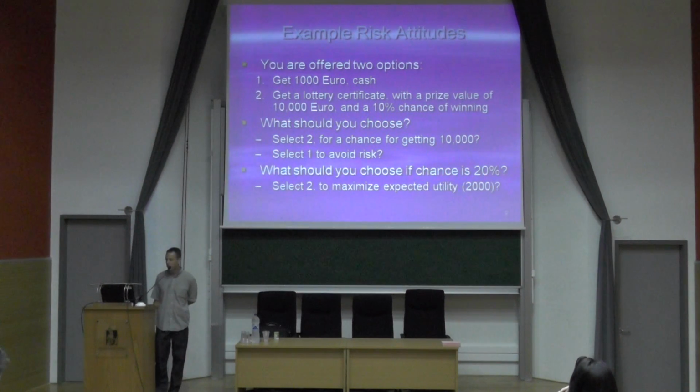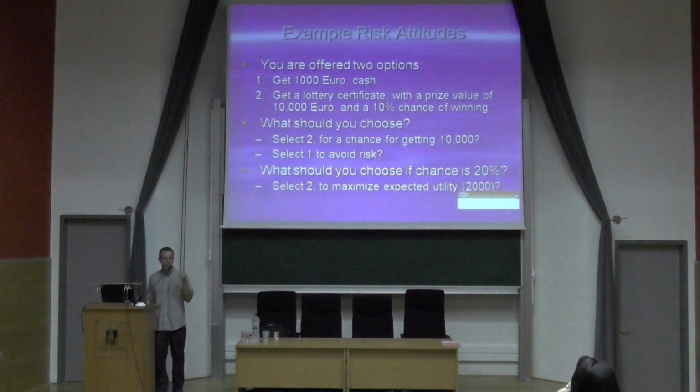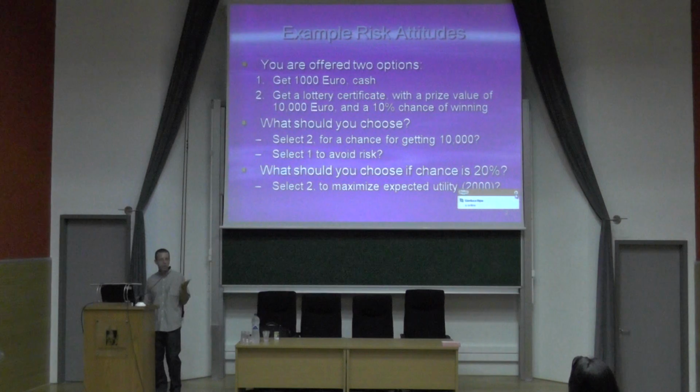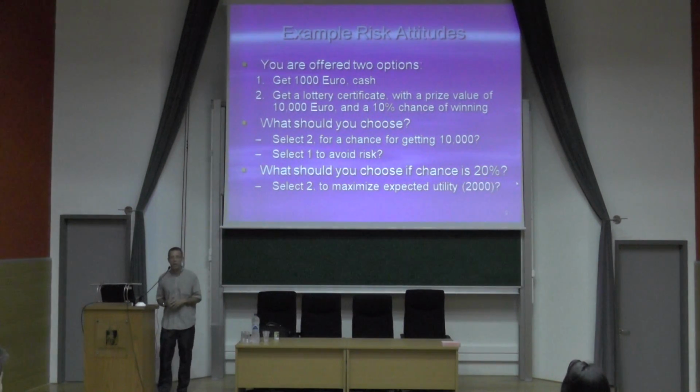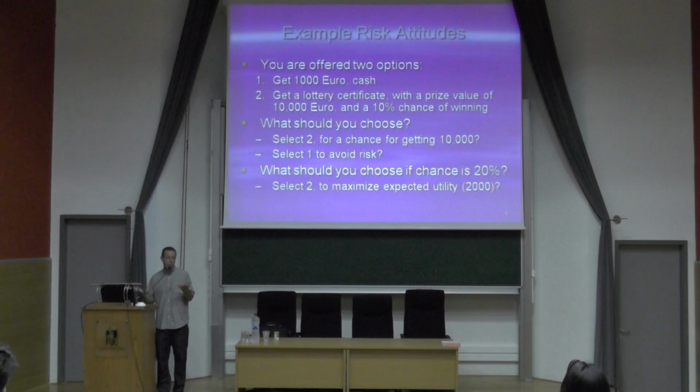Here is the example. Suppose you need to choose. You have two options. You can get either €1,000 right now, cash, or you can get a lottery, which has a 10% chance to win €10,000. Now, if you know how to compute expected utility, the expected utility is equal in both cases, because the expected utility is the probability times the value. In the first case, you have a chance of 100% times 1,000, so the expected utility is 1,000. And in the second case, you have an expected utility of 10% times 10,000, which is again 1,000. So the expected utility of both cases is the same, 1,000.